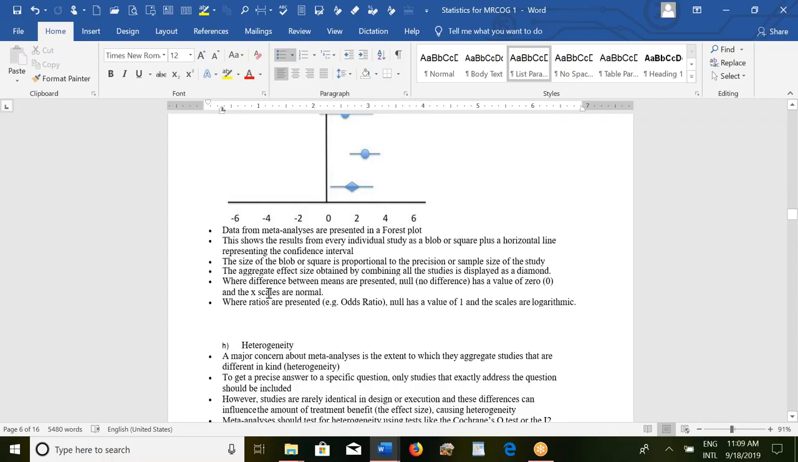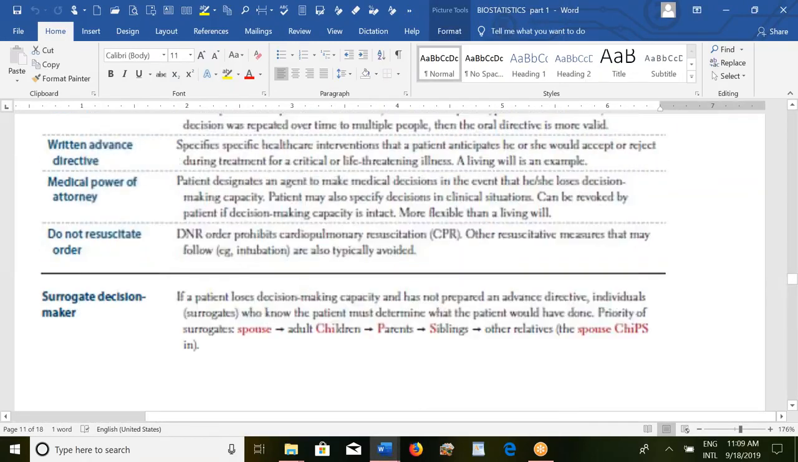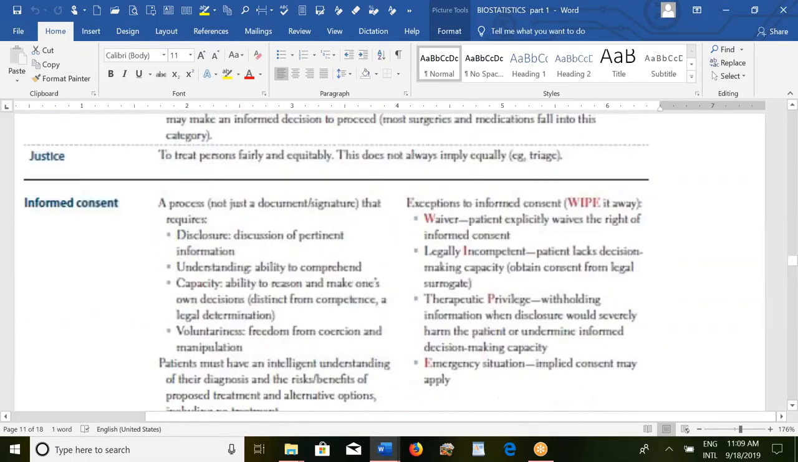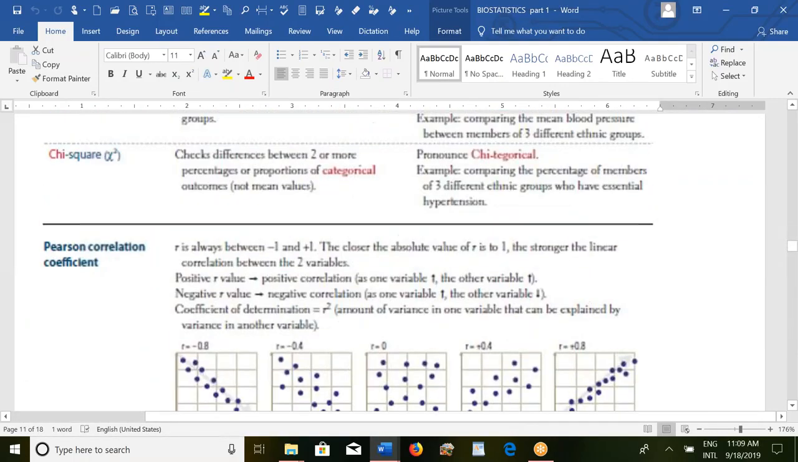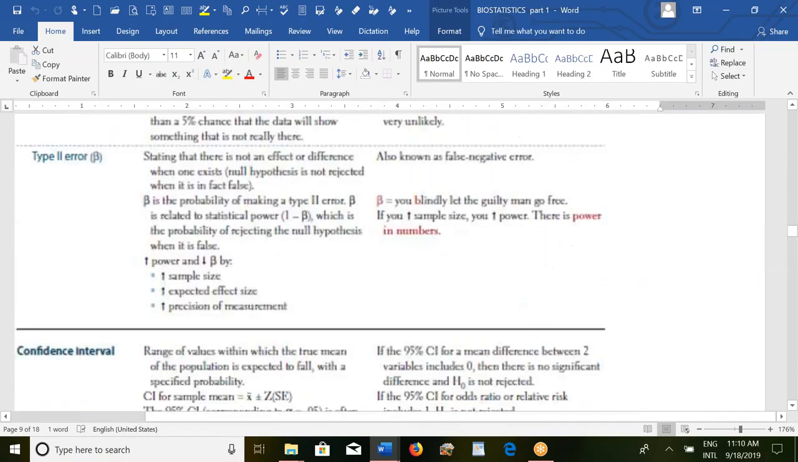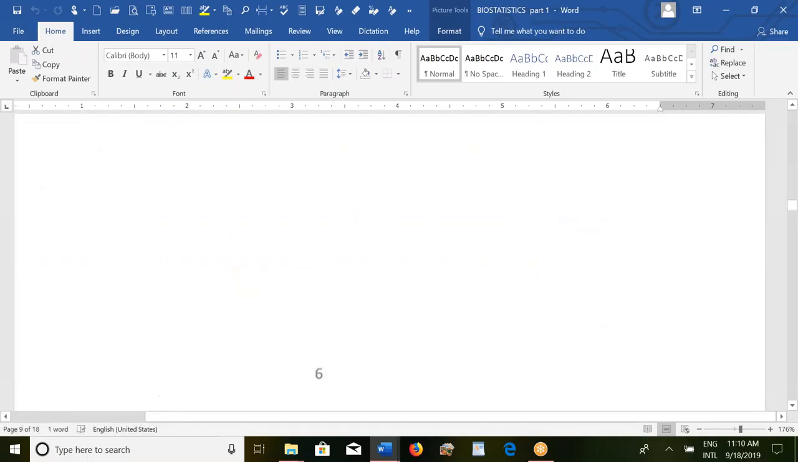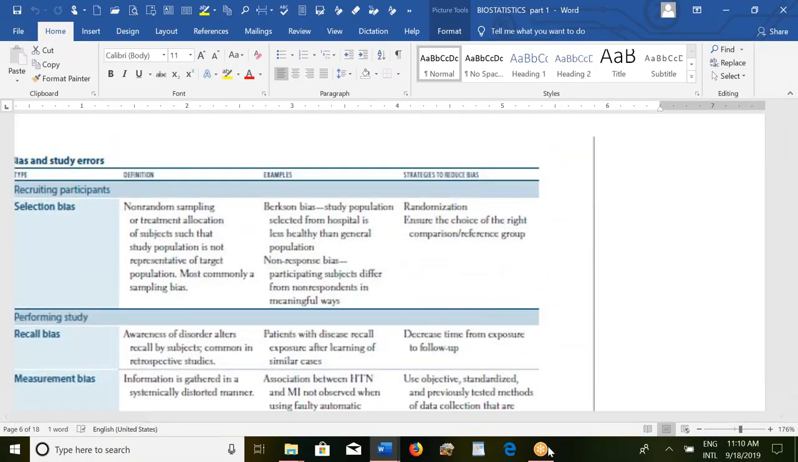The circle is different. This size of the circle or the blob is telling you the precision or the sample size of the study. What is precision? I can show you like this. These are basic concepts. Precision means that when you are analyzing the results, they are falling closer to a certain given value, like they are not very much scattered around that one.